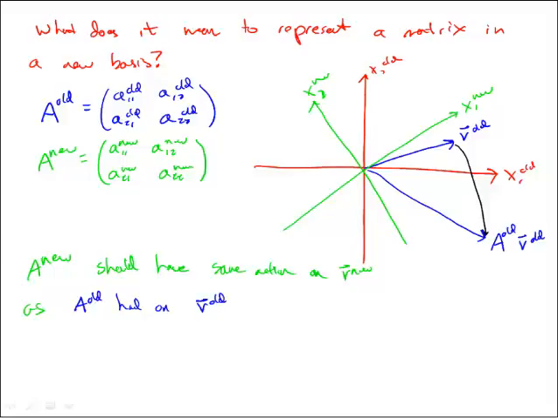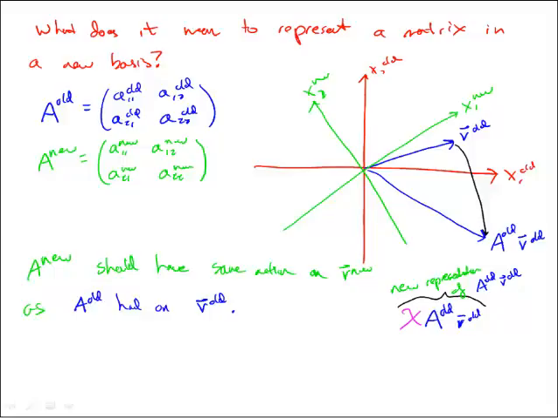So we want to choose A new such that it does the same thing to V new as A old did to V old. We should find the representation of the matrix that preserves its action. So A old V old, that's just a vector, right? So we can represent it in our new representation by multiplying it by x, right? So this is the new representation of A old V old.